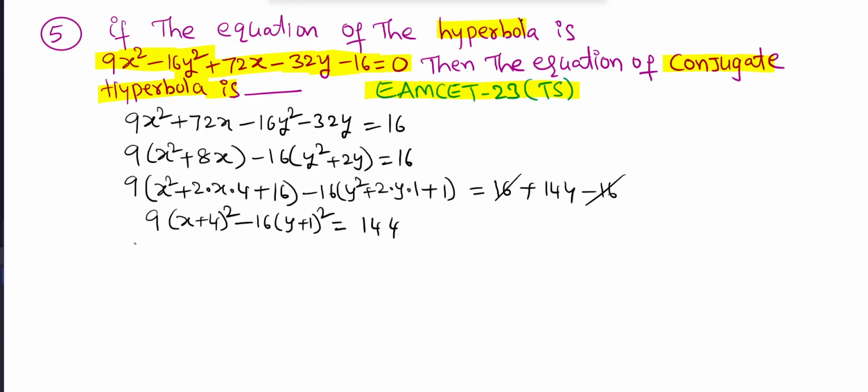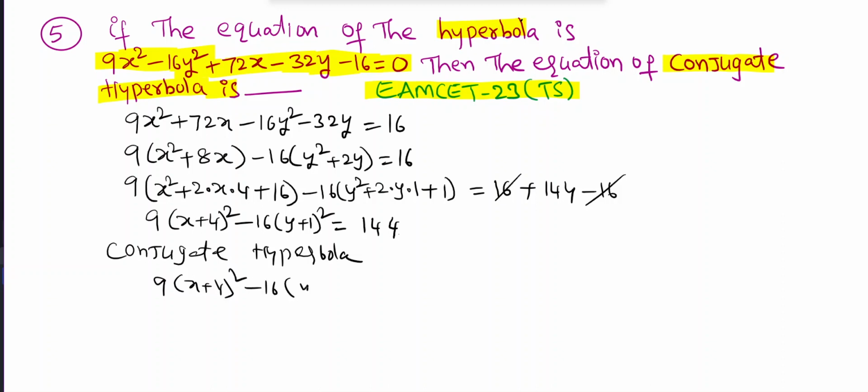Now find the conjugate hyperbola for this. Conjugate hyperbola is equal to, it just differs by a minus sign, that is 9 into x plus 4 whole square minus 16 into y plus 1 whole square is equal to minus 144. This is the conjugate hyperbola for the given hyperbola.